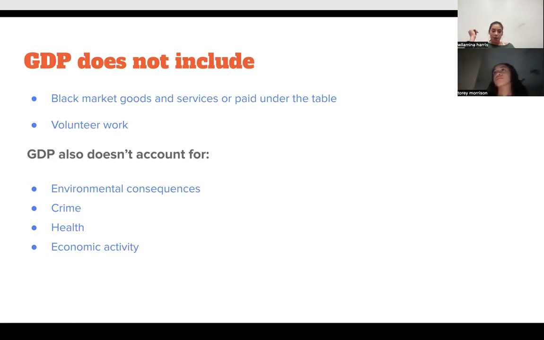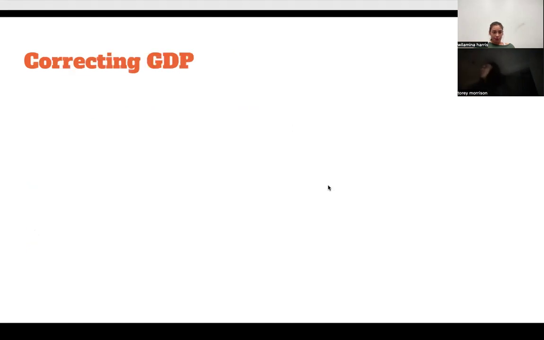Same thing with crime, health, and then this says economic activity. It's supposed to be economic equality. Straight GDP doesn't account for the fact that some people might be very rich and there might be a majority of poor people, but those rich people raise the GDP. So it doesn't account for that. So, some ways to correct this.